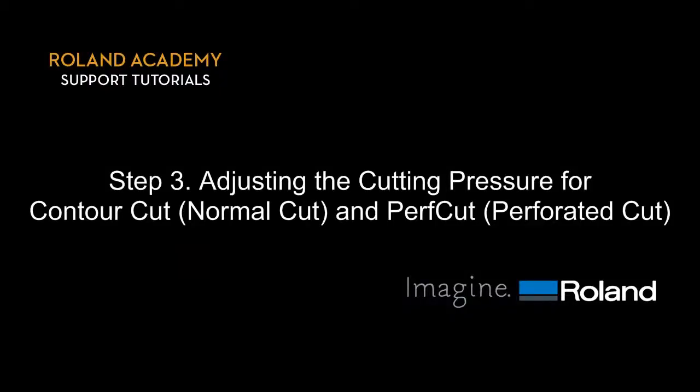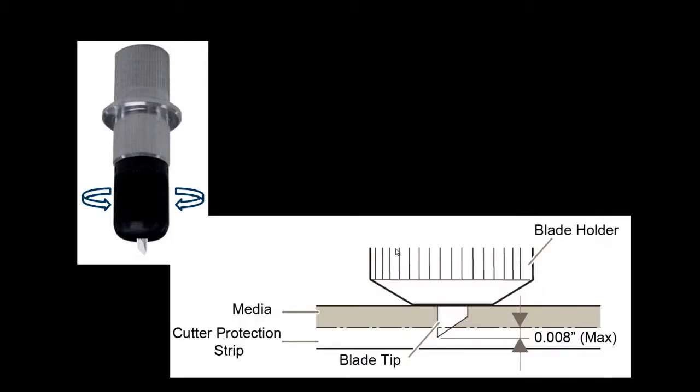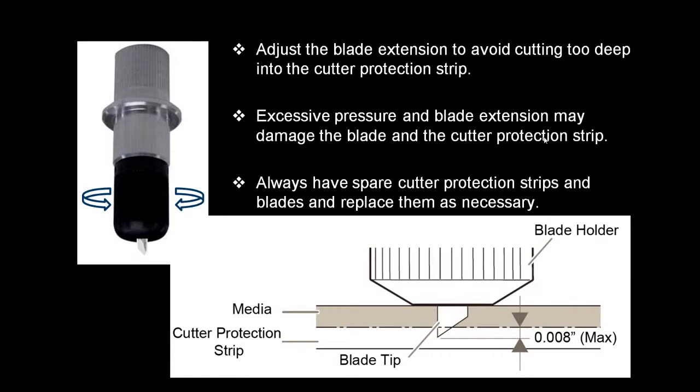Adjusting the cutting pressure for Contour Cut and Perf Cut. Before adjusting the cutting pressure, remove the blade holder from the printer cutter and turn the nose cone to adjust the amount of blade extension. The blade should extend just enough to cut through both the film and the liner. Excessive pressure and blade extension may wear the blade and the cutter protection strip faster, so always have spare blades and cutter protection strips and replace them when needed.